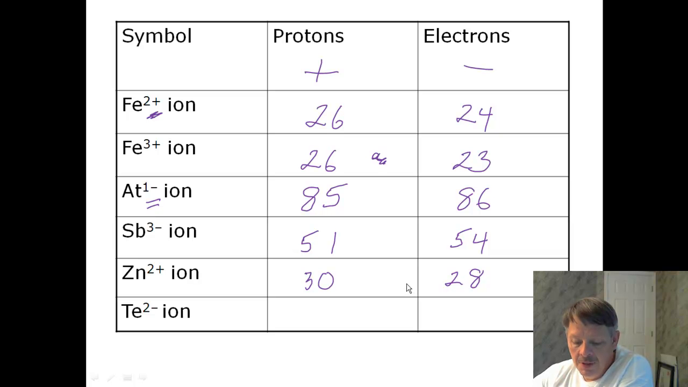Right? And our last one is tellurium, Te, which is number 52. And I've lost my pen. Hello, pen. Where are you? Thank you. 52. And it has a 2 minus charge, so it has to have 54 electrons. It has to have more electrons than it has protons because it has more negatives than positives.